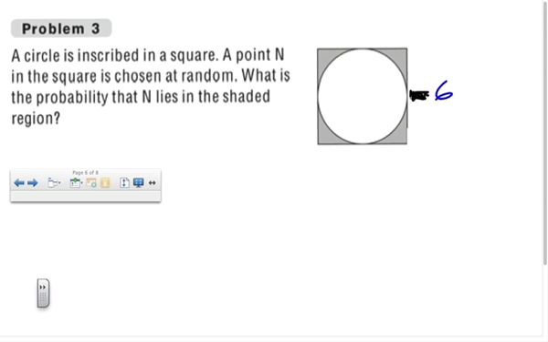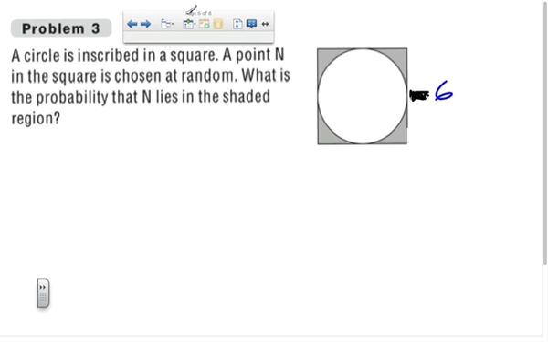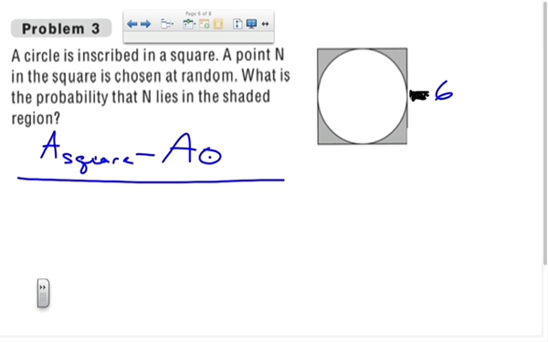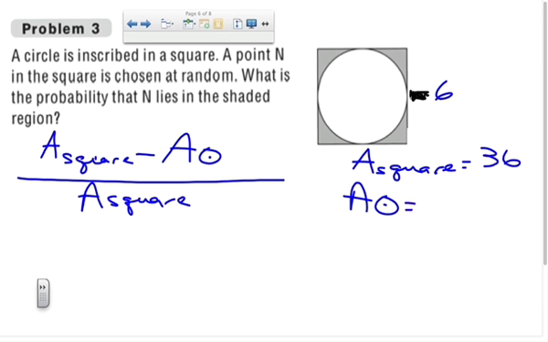Absolutely, that's exactly what you have to do in order to find your shaded region. So our strategy is the area of the square minus the area of the circle, over the entire region, which is the square. Okay, so what is the area of the square? 36. Nothing too complicated so far. What is the area of the circle? It's 9 pi.